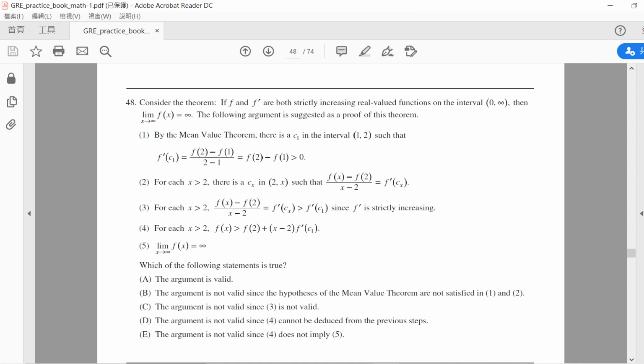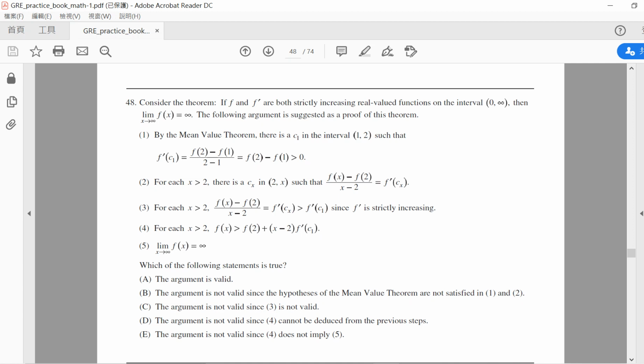Basically this is correct because f is continuous and differentiable on the interval 1 to 2. So there is this C1 which is greater than 0. This is okay. And then when x is equal or larger than 2, there's a Cx such that, so 2 is similar to 1. And the 3, Cx is larger than 2, and the C1 is in 1 to x.